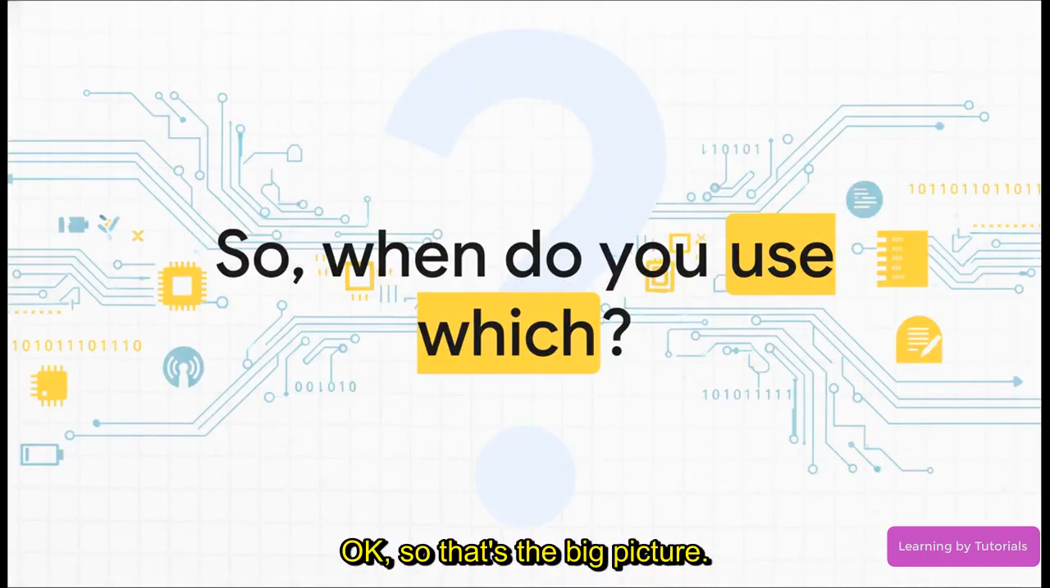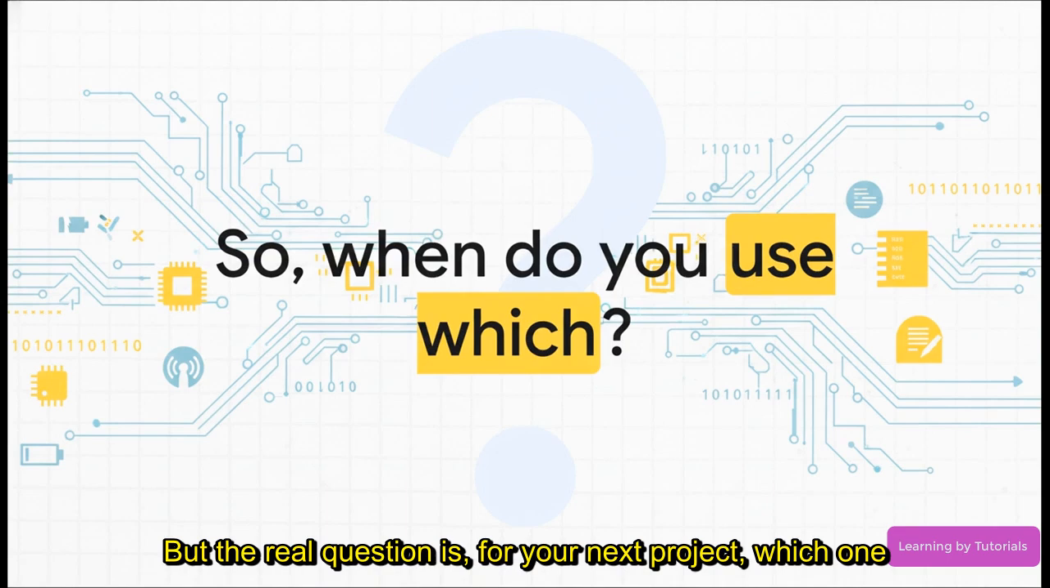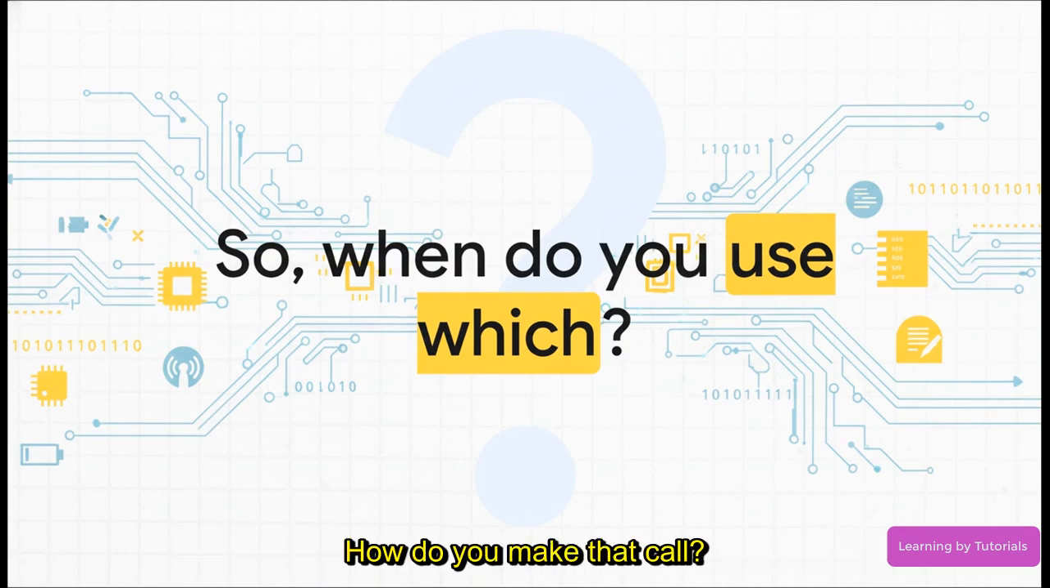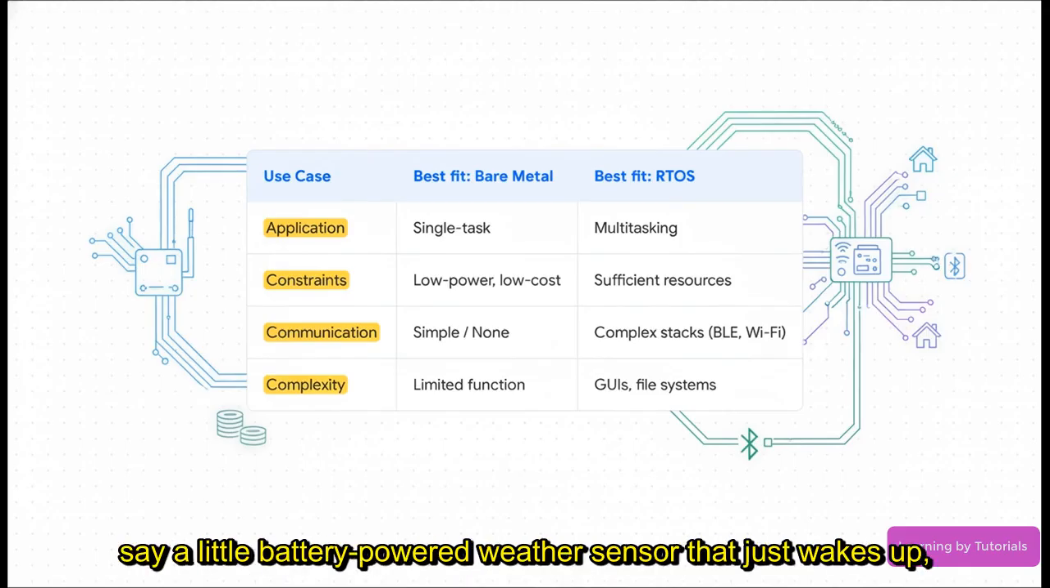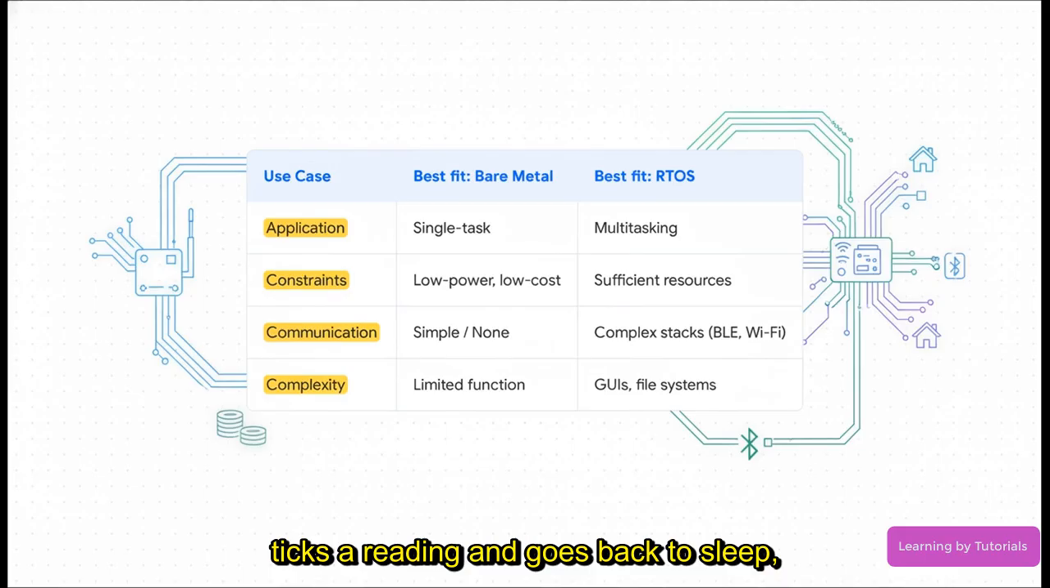Okay, so that's the big picture. But the real question is, for your next project, which one do you pick? How do you make that call? Well, it all boils down to your application's needs. If you're building something super simple, say a little battery-powered weather sensor that just wakes up, takes a reading, and goes back to sleep, bare metal is your best friend. It's tiny, it's power efficient, it's cheap.